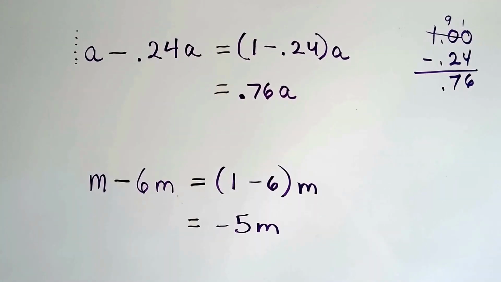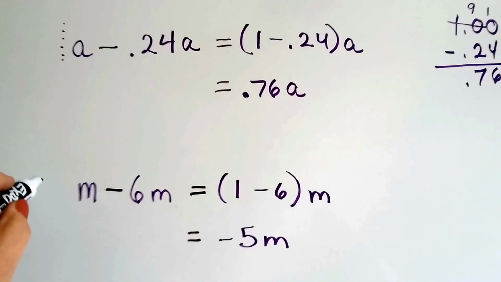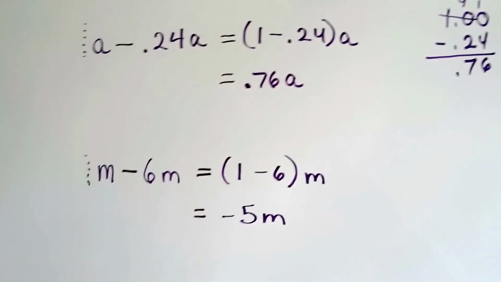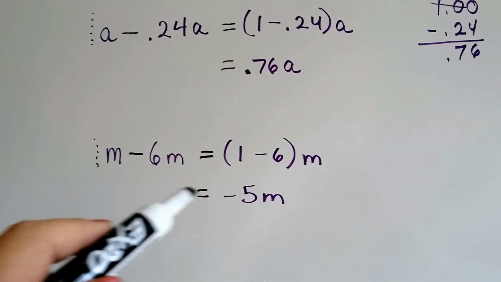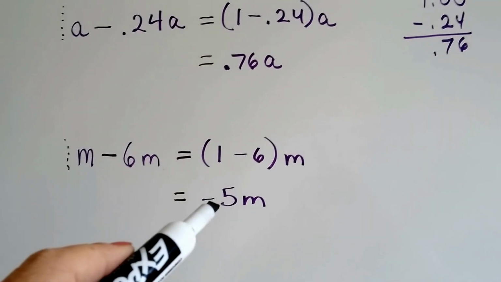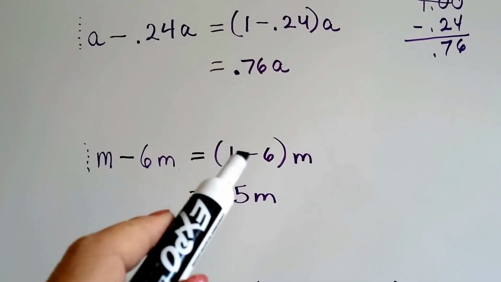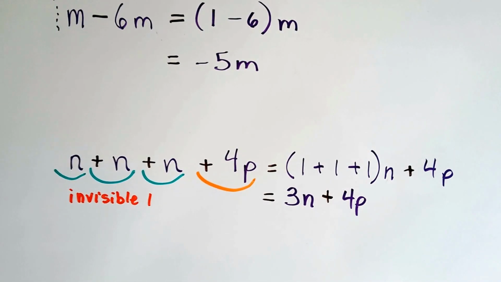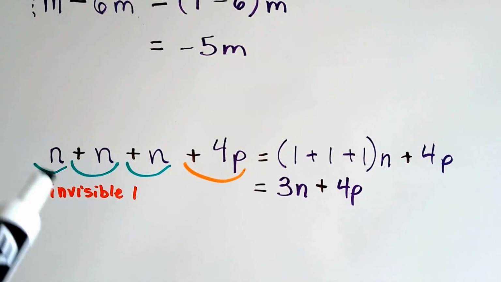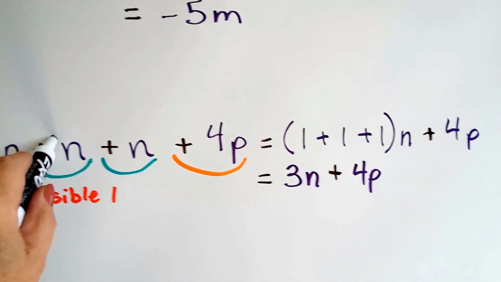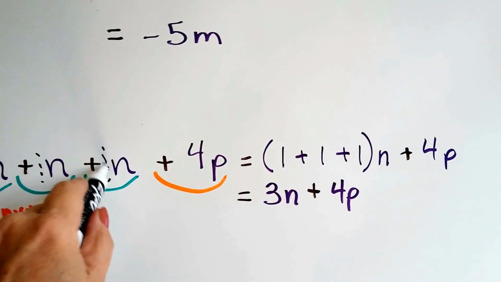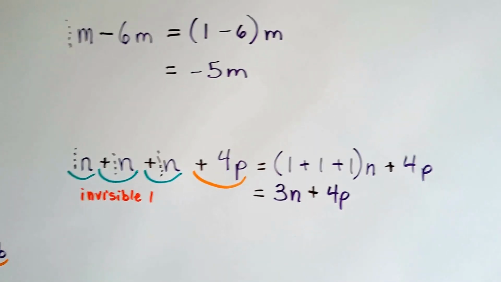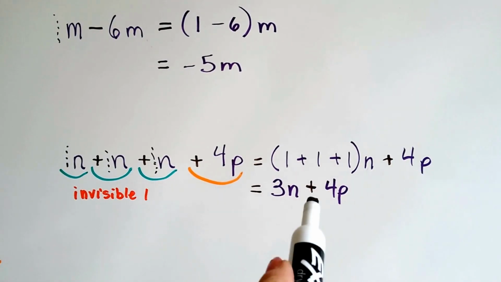What if we had m minus 6m? Remember, our friend the invisible 1 is there. So if we had 1 take away 6, that puts us below 0, doesn't it? It drops us down below 0. And if you have 1 and you take away 6, now you have a negative 5m. See? We have the m on the outside, and it's factored. What if we had n plus n plus n plus 4p? Remember, our friend the invisible 1 is in front of every single one of these lone n's, isn't it? So it really means that we've got 1 plus 1 plus 1n plus that 4p. See? So we've got 3n plus 4p.